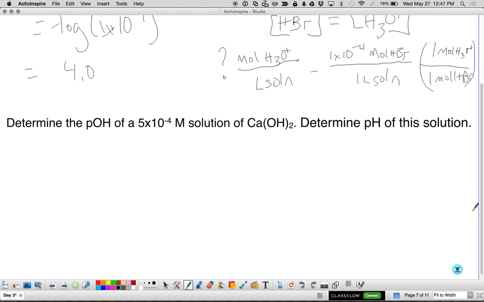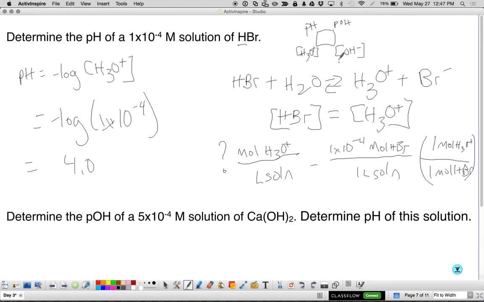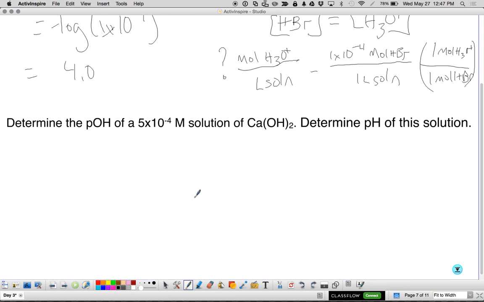Determine the pOH of a 5 × 10⁻⁴ solution of calcium hydroxide. Then determine the pH of this solution. Well, again, this is pOH, so I'm probably going to need the hydroxide ion concentration. The first thing I'm going to do is write my equation. Now this is a metal hydroxide, so remember with metal hydroxides we just write the dissociation reaction so we don't get too confused.